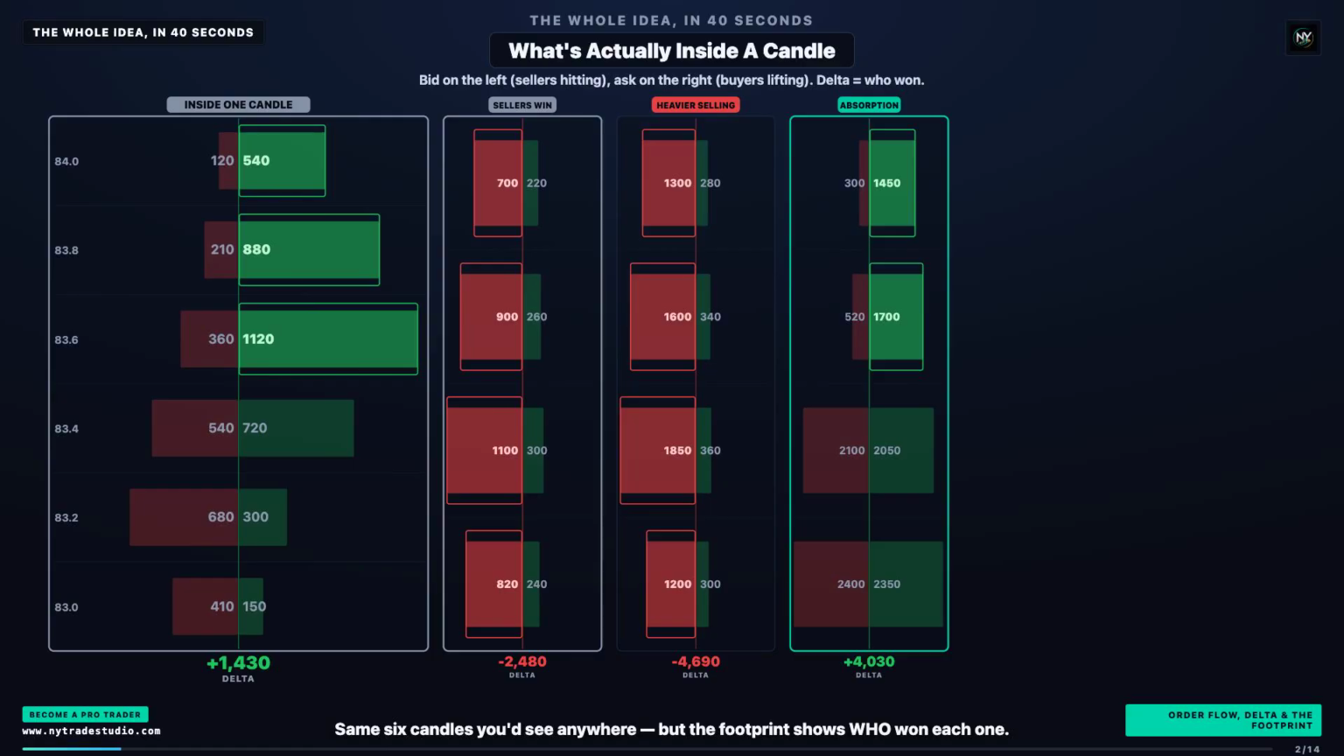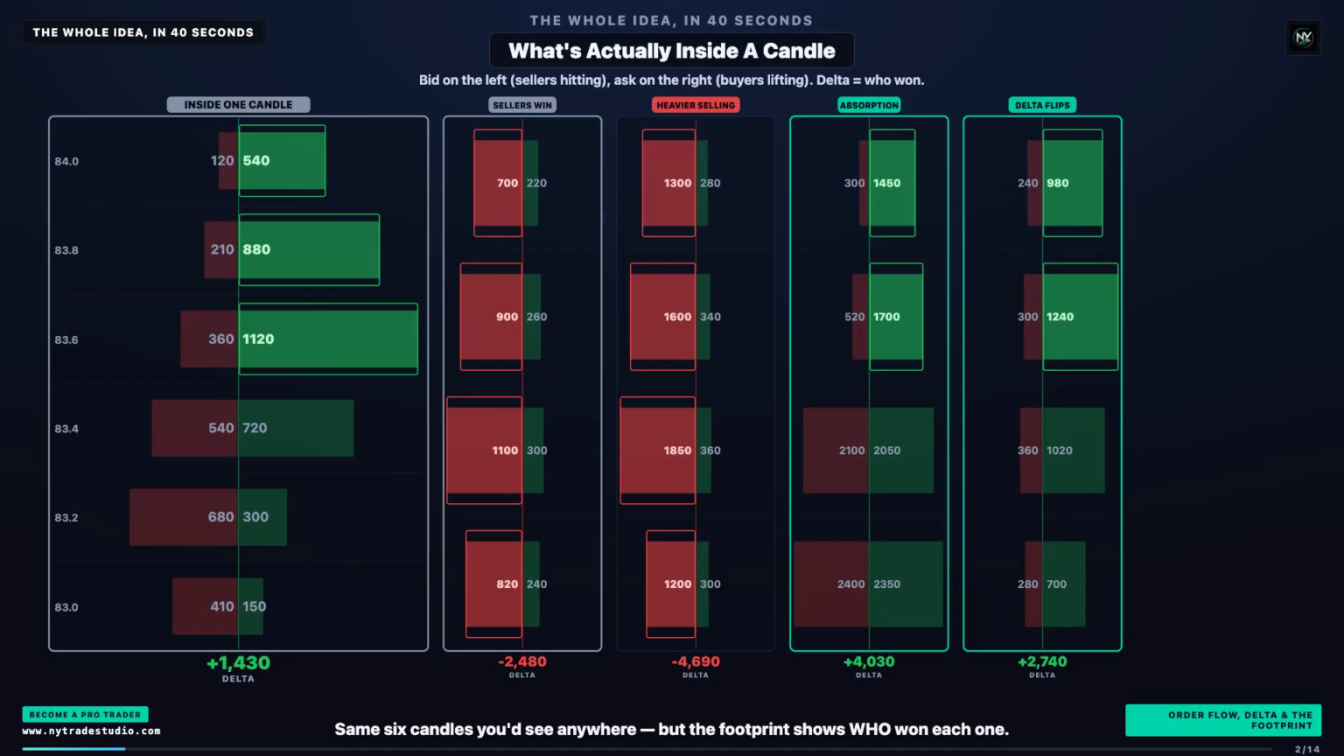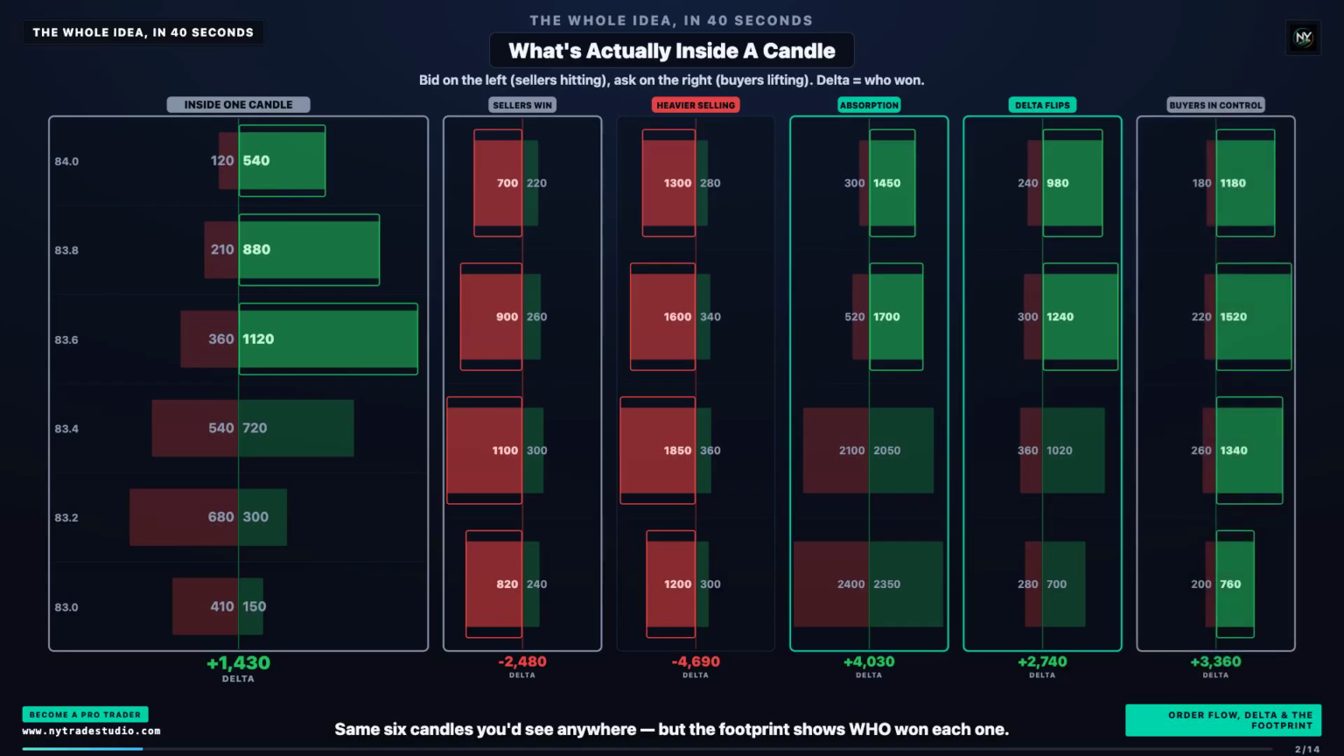That is absorption. And look at the delta. It flips green, even though sellers were still swinging. From there, delta flips green again, price turns up, and the buyers take control. The sellers never stopped selling. They just ran into someone bigger. That is what order flow lets you see, and the rest of this video is how to trade it.